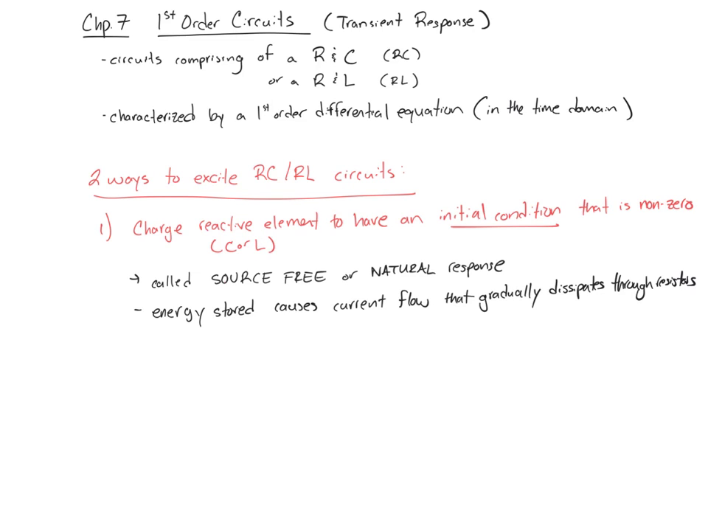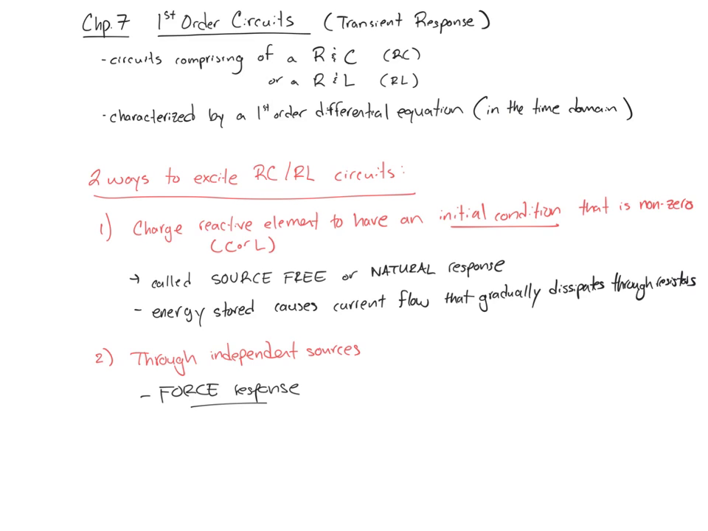In this case, we call this source-free. We don't have a source at all in the problem. The capacitor, the inductor, is temporarily going to be supplying power. And this is called source-free or natural response. And this initial energy that is stored causes current to flow through the resistive network that gradually dissipates. And two, we could apply the RC circuit to an independent source, thereby forcing the response. So we call that forced response.